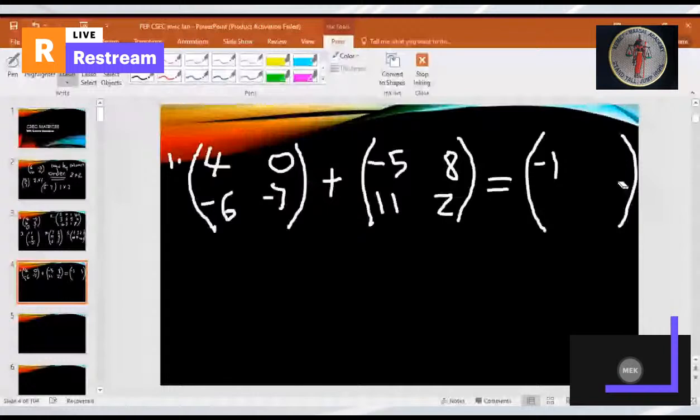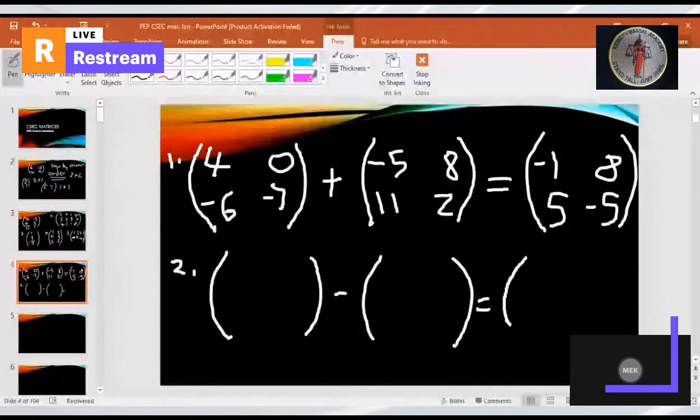A couple more addition, and then we do about 4 subtraction. And that should be it, because it's pretty simple. In our next matrices class, we can do regular multiplication of matrices.